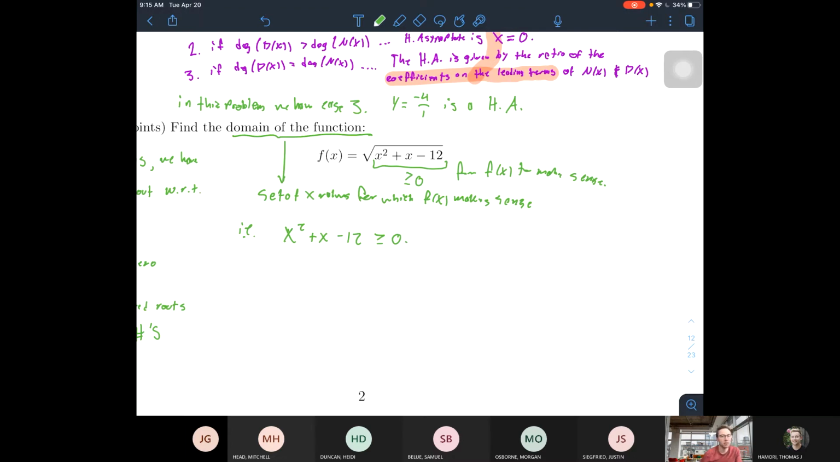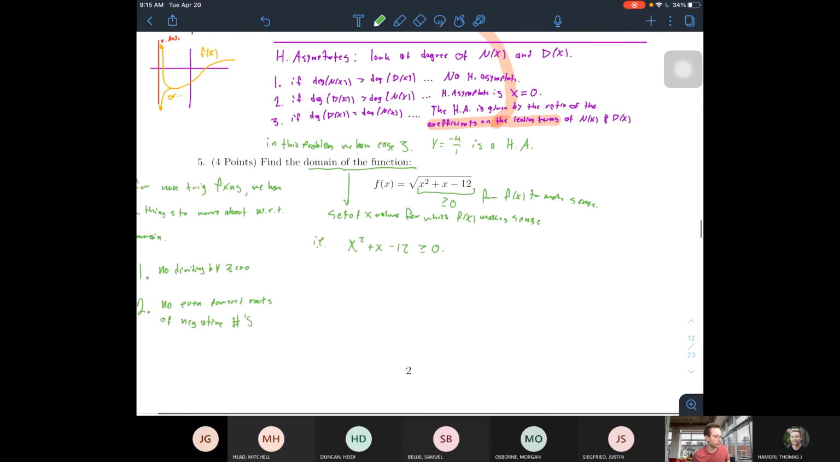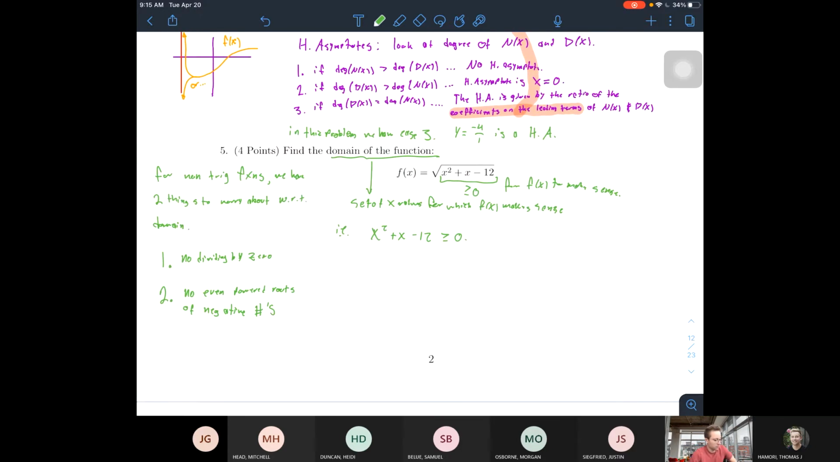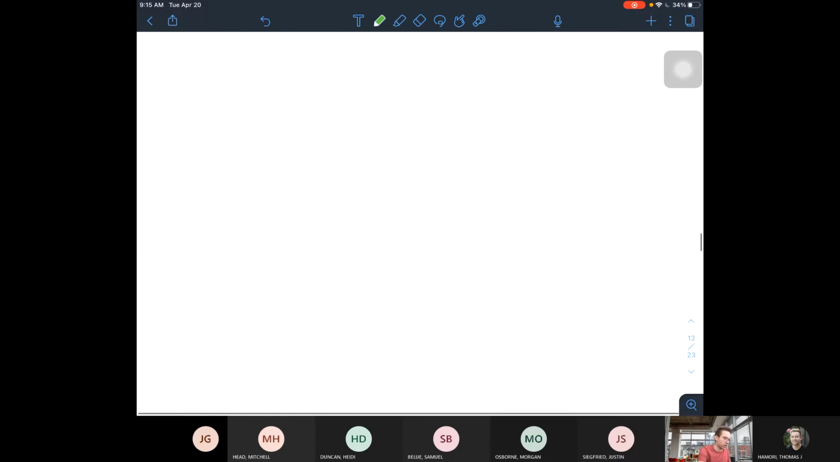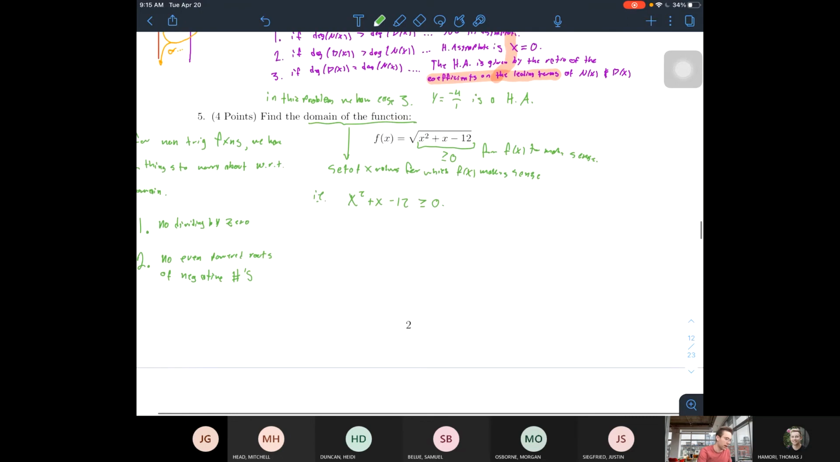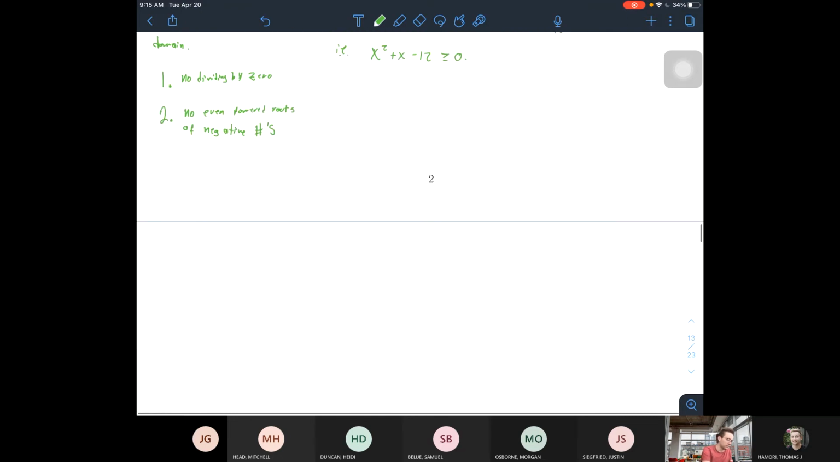Okay, so ultimately, this question is asking us something about the domain of a function. But in order to find it, what do we have to do? We have to solve a quadratic inequality. Now, I'm going to show two methods for solving this quadratic inequality.